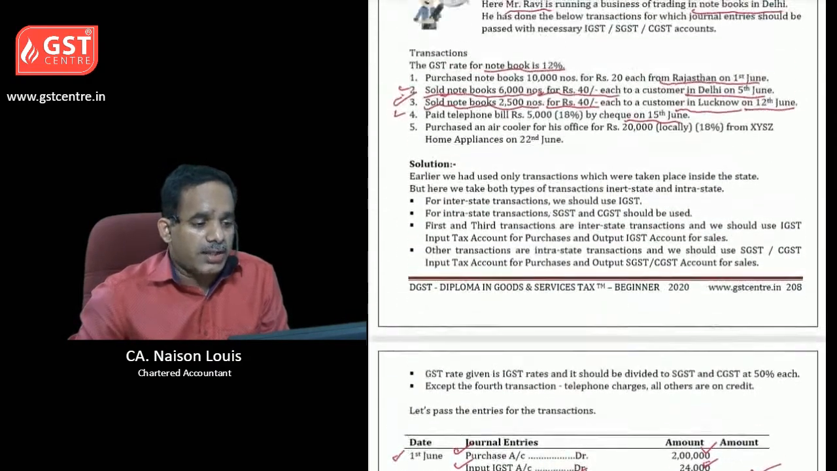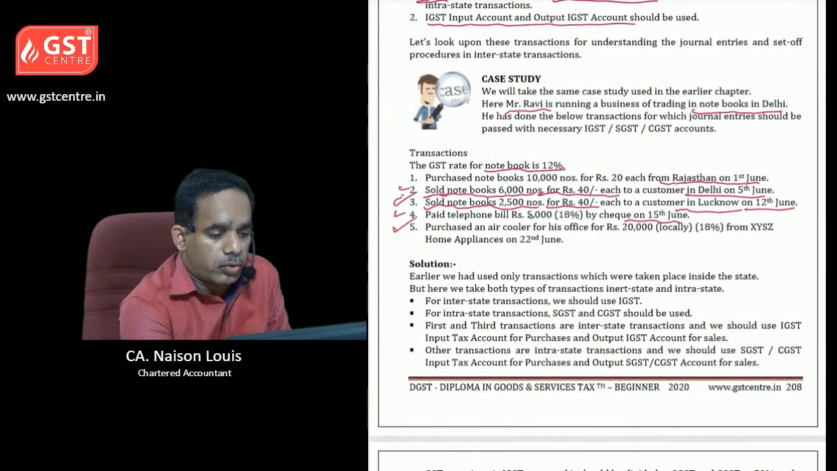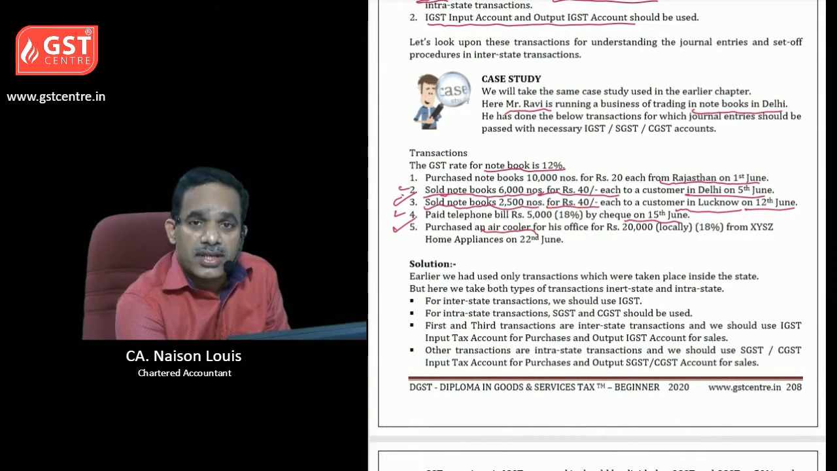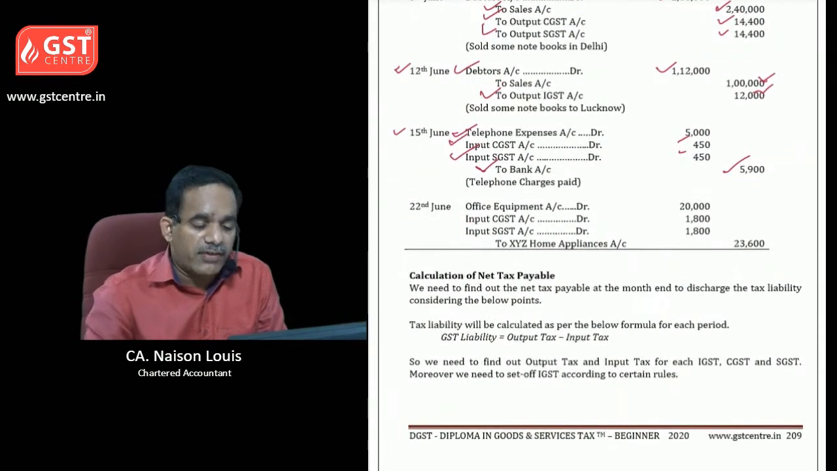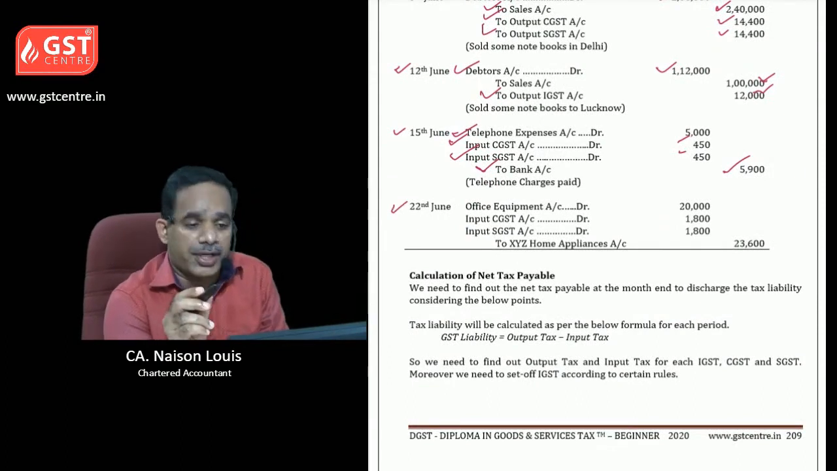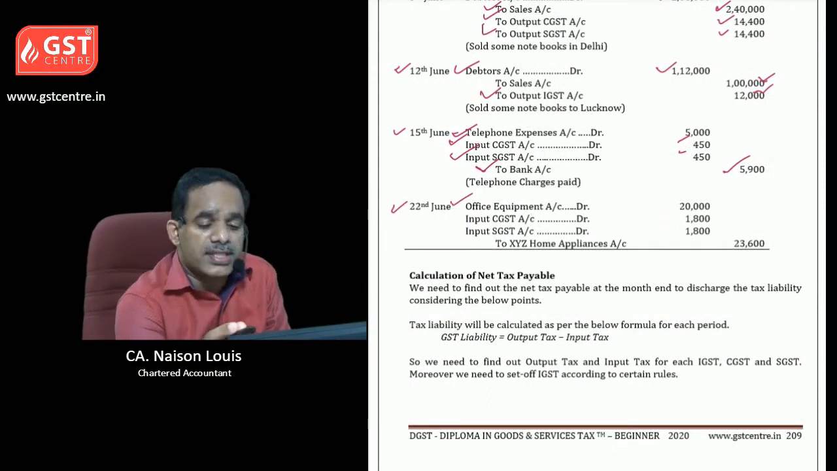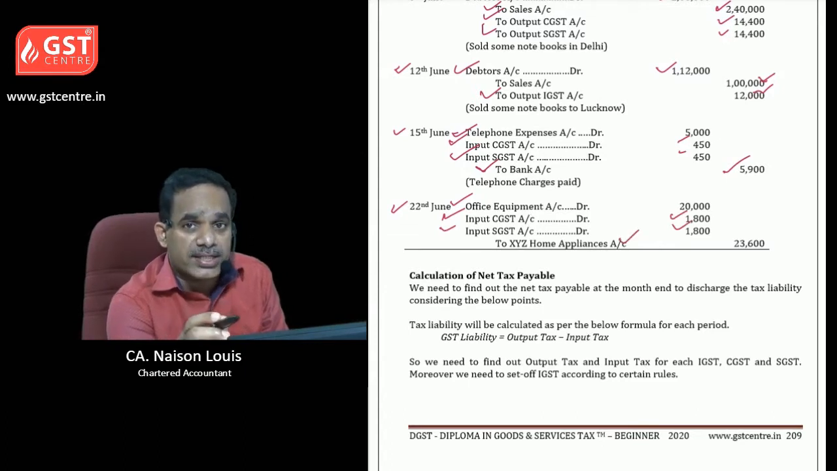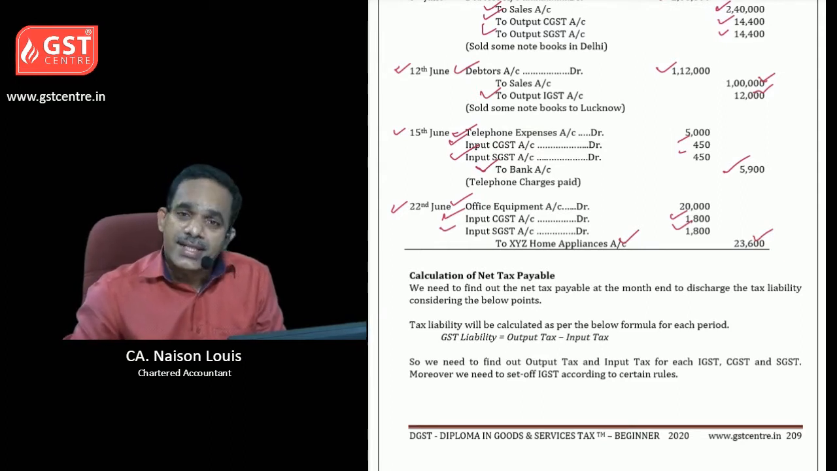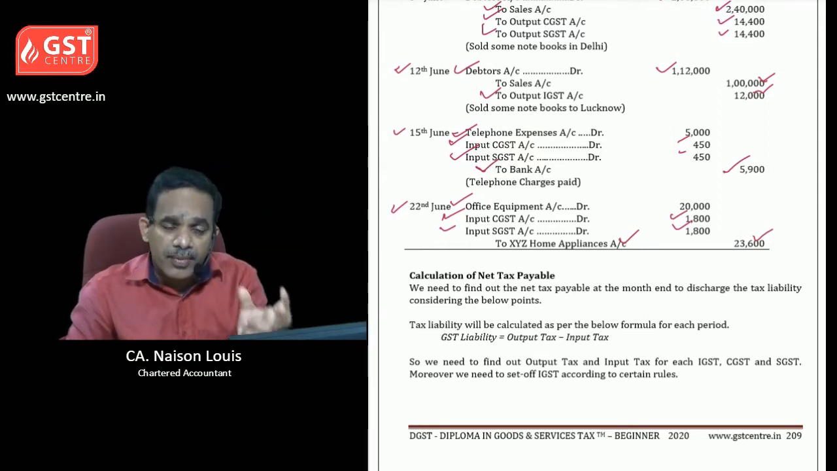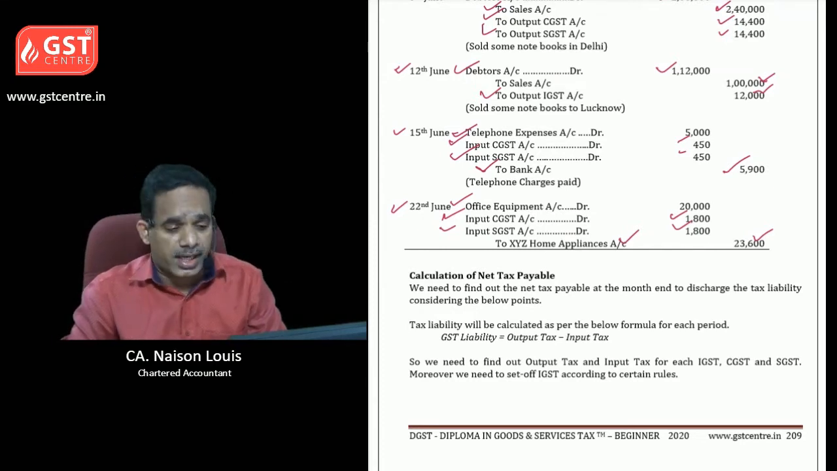Clear? And the fifth transaction, purchase of an air cooler. So it is a fixed asset, for rupees 20,000, GST rate is 18% on 22nd June. So the entry will be like this. We will pass the entry on 22nd June. Debit will go to office equipment account, and debit will go to input CGST and input SGST account, 1,800 each. Credit goes to XYZ home appliances account, and the credit amount is 23,600. So there are some intrastate transactions as well as some interstate transactions.